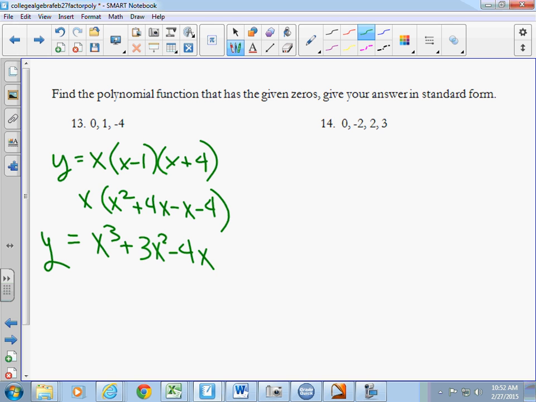Right. Any questions about that? So we went completely backwards, right? That's how you do that. I want to give you a hint on ones that look like this. Is everyone okay with how I got that? Foil these two first. Why would I want to do that?